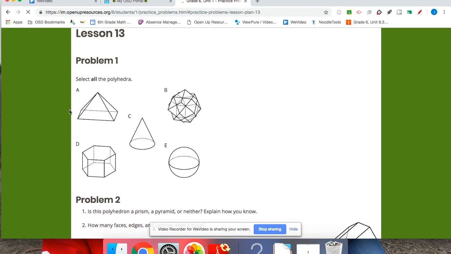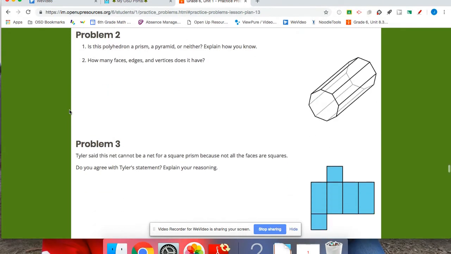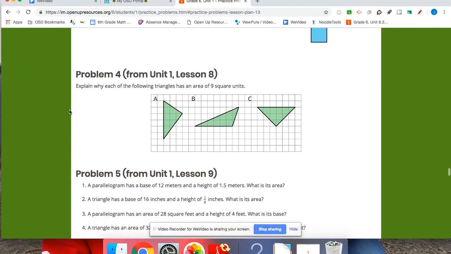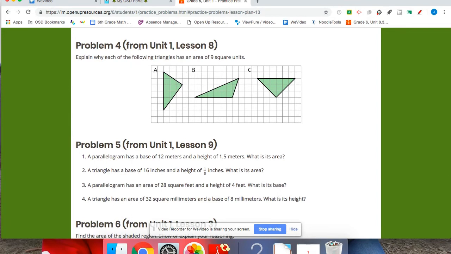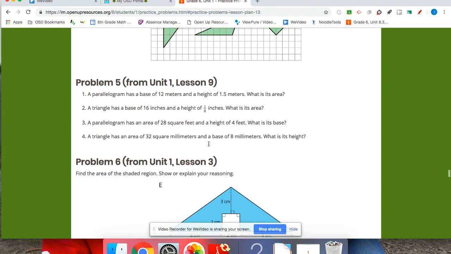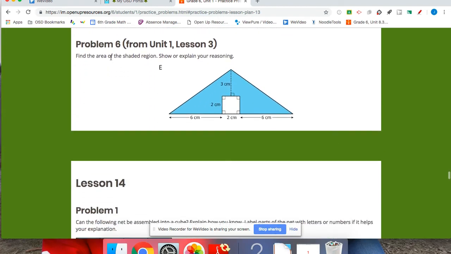So this is problem 1, problem 2, problem 3, problem 4, which you can tell is a review question because it is from this unit, but it's from lesson 8. So that was 5 lessons ago. Problem 5 is also a review question from this unit, but from lesson 9. And problem 6 is a review problem from lesson 3, from quite a while ago. Now you know to stop because there's this dividing bar, and down here, this is lesson 14.